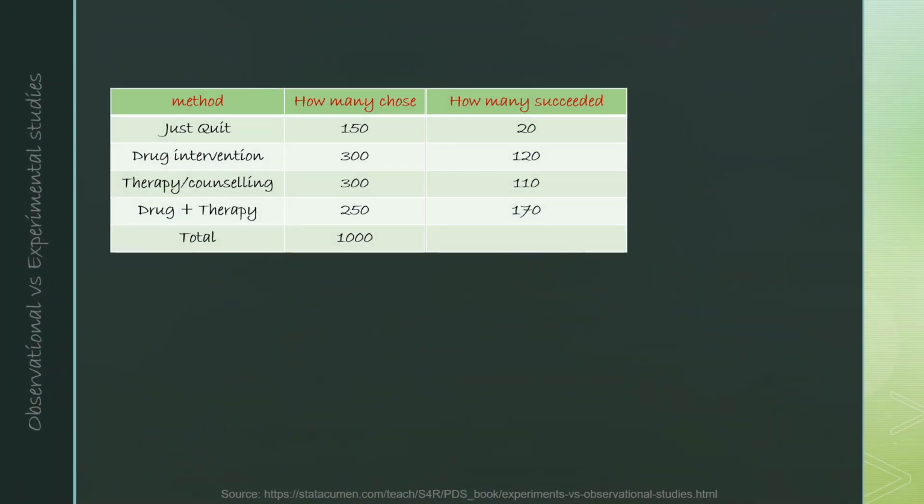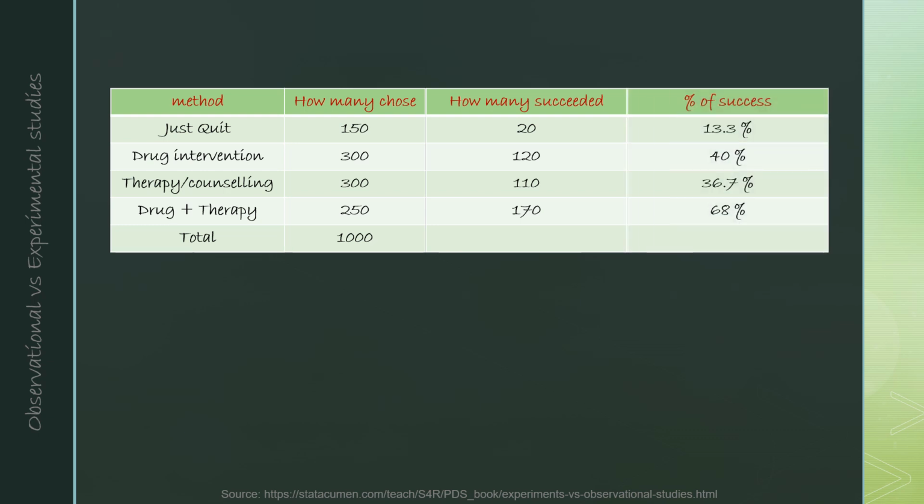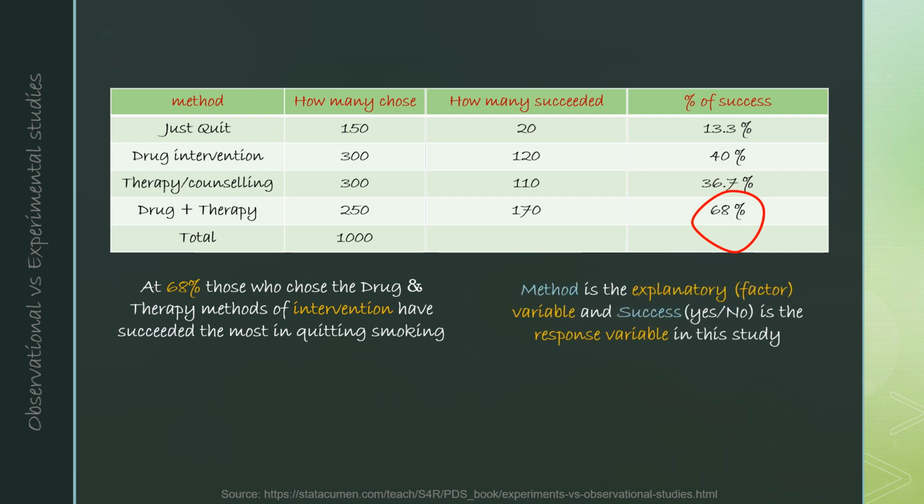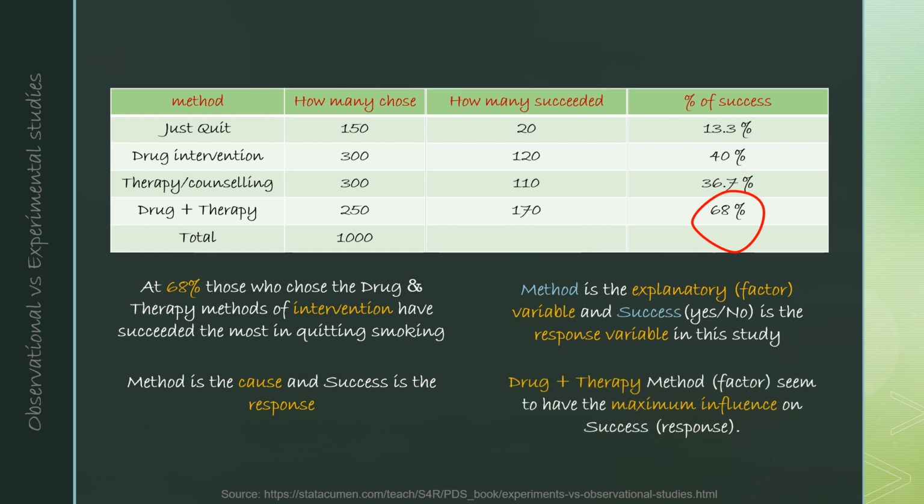Tabulating the data thus far collected, and calculating the percentage of success for each of the methods chosen, we get to observe these details. At 68%, those who chose the drug and therapy methods of intervention have succeeded the most in quitting smoking. Method is the explanatory or factor variable, and success, yes or no, is the response variable in this study. Method is the cause and success is the response. Drug plus therapy method, the factor variable, seems to have the maximum influence on success, which is the response variable.